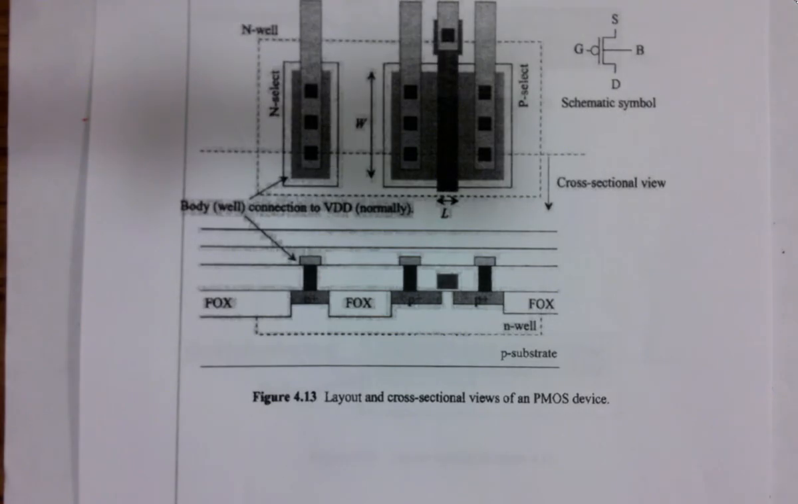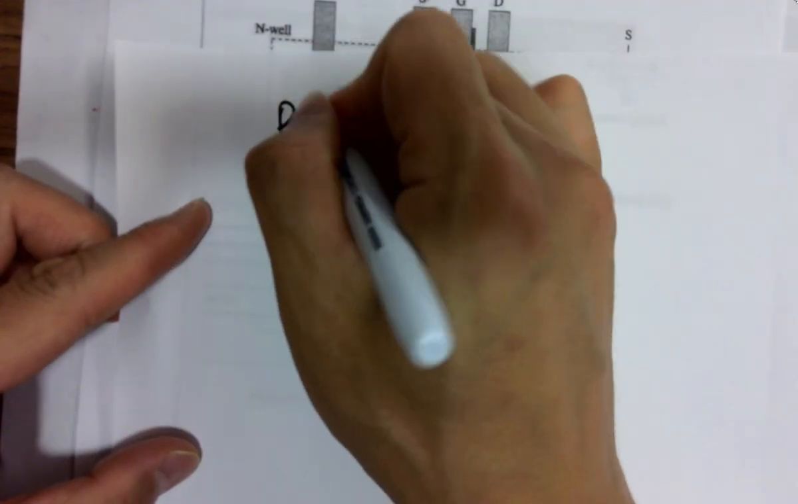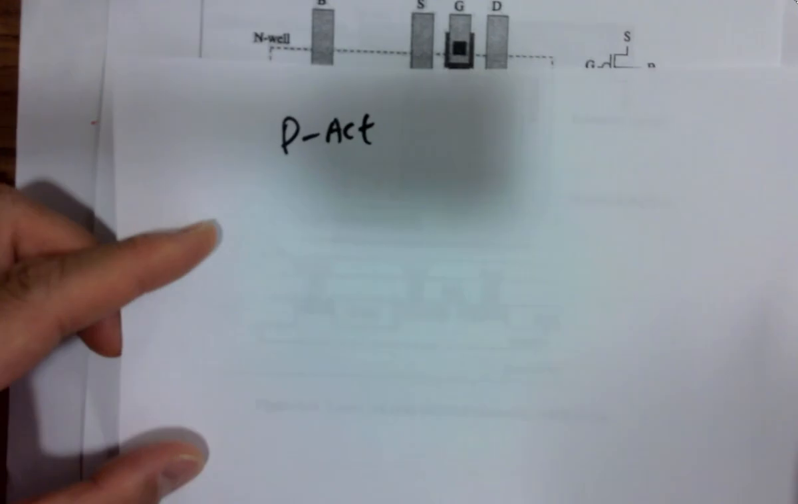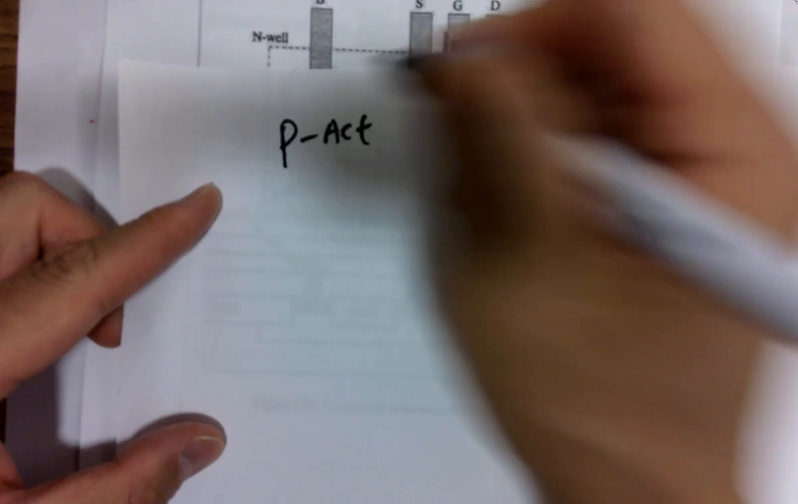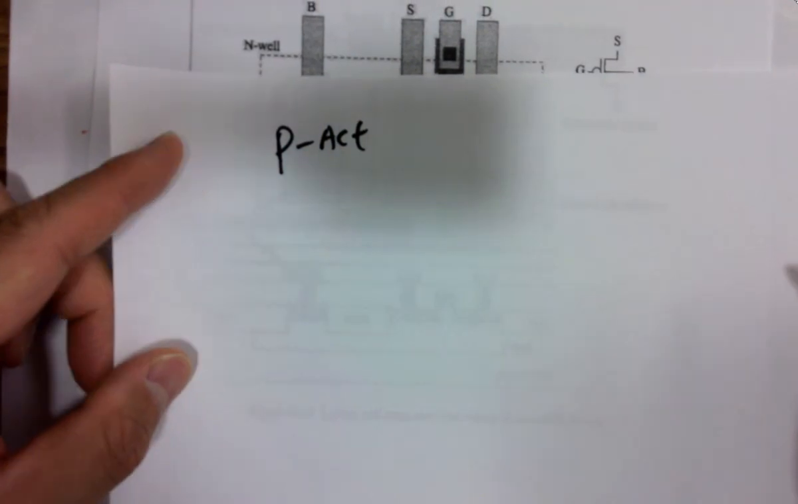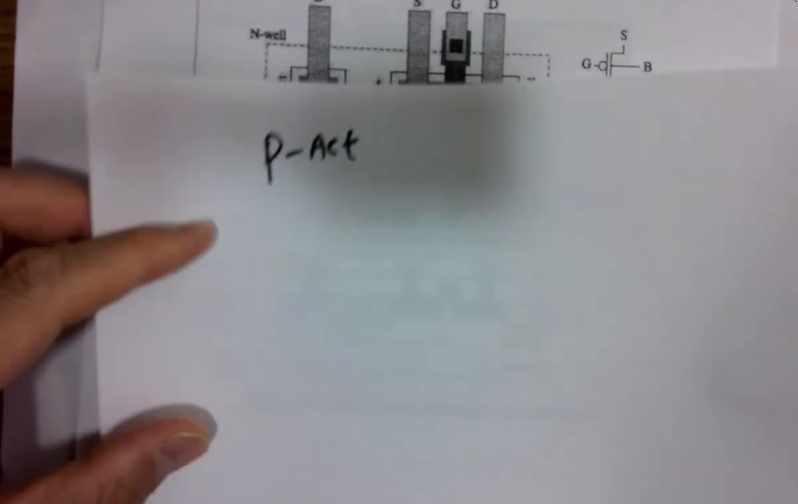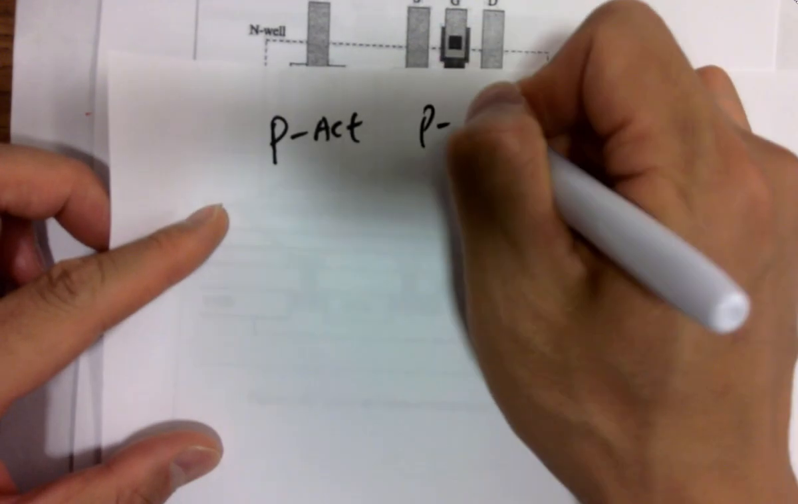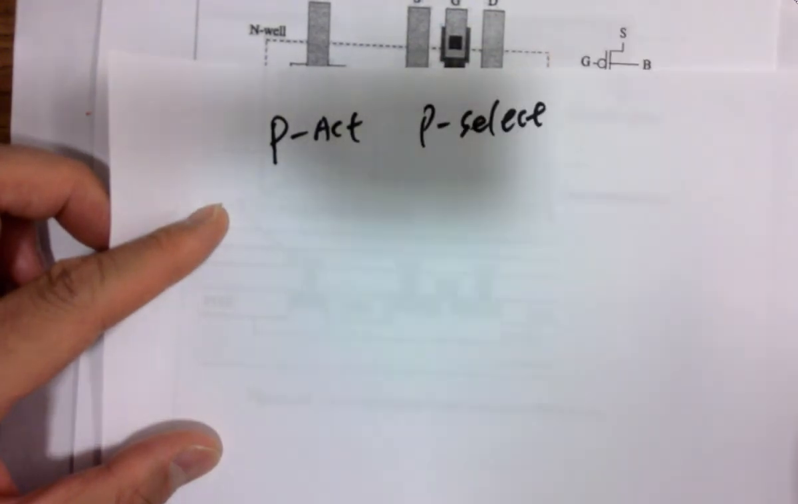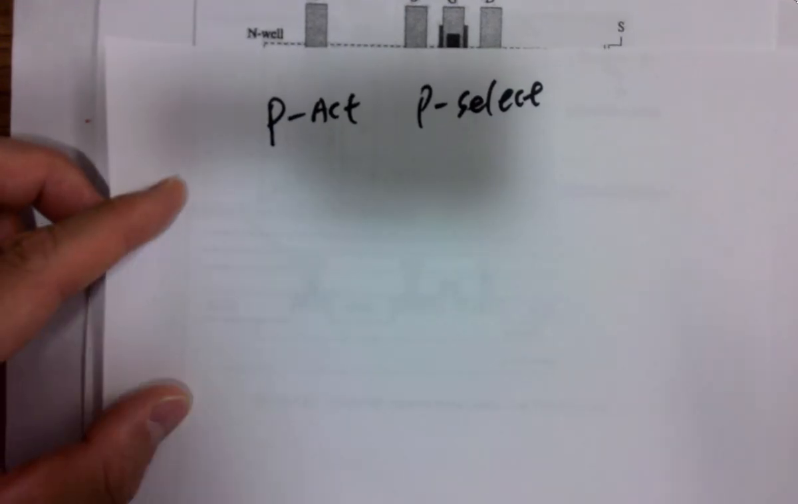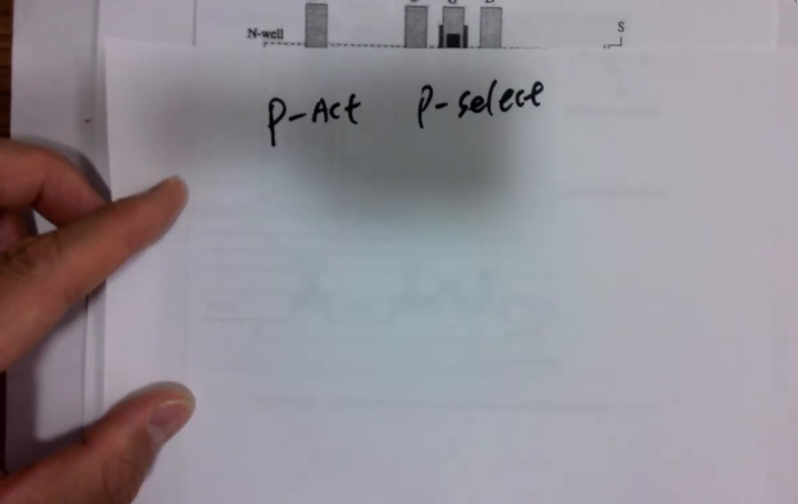Something you need to know here is P act. These are just names from the Electric VLSI. These are not exactly the names you use for TSMC's PDKs, but it's just something you need to know. P act and P select. You'll see this a lot throughout the semester. These are the two pieces you can find from the library in Electric VLSI. They're just components you can directly use.